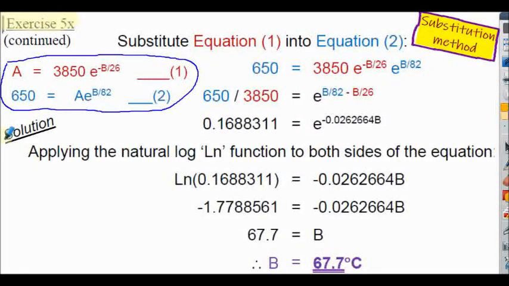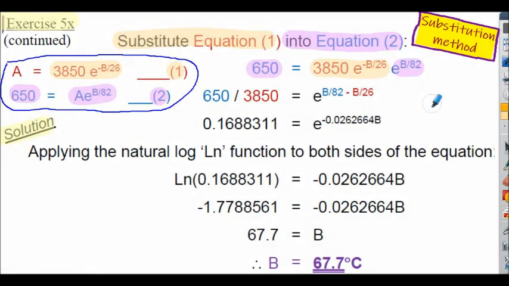Exercise 5x, solution continued. Just repeated equation 1 and 2 from the previous slide for convenience. So now we're going to substitute equation 1 into equation 2. So this is equation 1, value of A, being inserted here. And now we just manipulate the equation to solve for the unknown B. So on the next line, I simply divided both sides by 3850. On the right hand side, I've used the first law of indices to write the 2 exponential functions as this 1 exponential function.